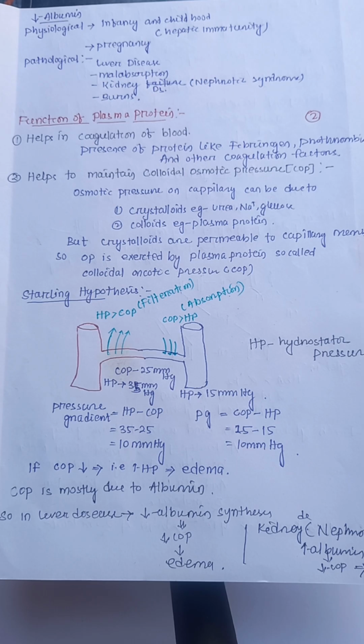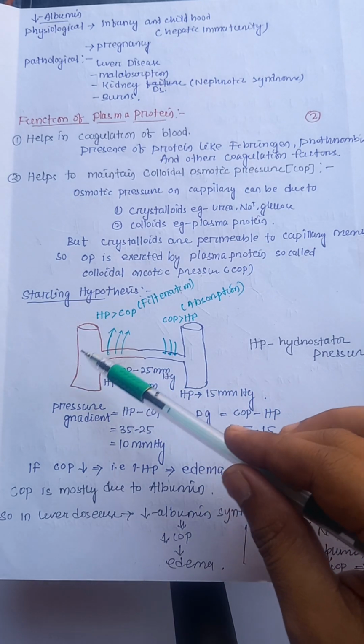Hydrostatic pressure is due to the pressure of the water present inside the capillary, that is, pressure directed outward. The colloidal osmotic pressure is the pressure from outside to inside, that means from the interstitial space into the blood vessel or capillary, generated by blood colloidal osmotic pressure. That means it is responsible for the absorption of water, whereas the hydrostatic pressure is responsible for the leakage of water from the capillary.